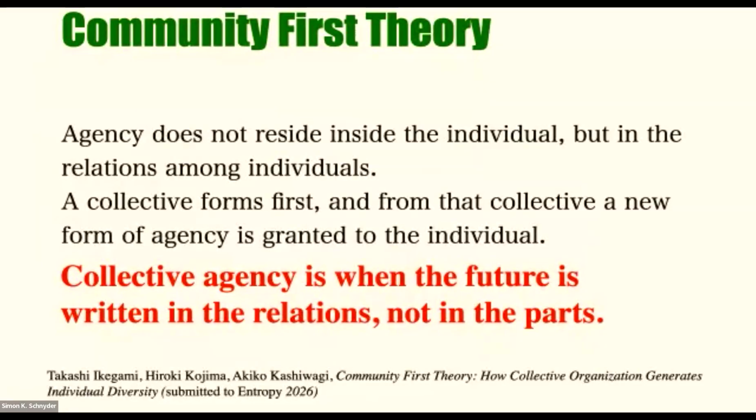So this is what I call community first theory. What I mean by community first theory is that usually people try to take individuals and then make an assembly or community. But what I think is that community comes first. As I said, even prokaryotic cells cannot be isolated when they emerge. They always have some other colleagues around, so the community comes first. So agency is not inside the individual, but in the relationship with other individuals. The collective forms first, and then from that collective a new form of agency is granted to the individuals. What I'm saying is that collective agency is when the future is written in the relations, not in the parts. Of course, this reminds me of autopoietic theory.